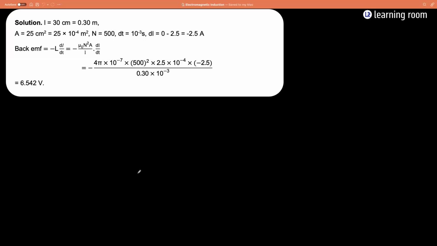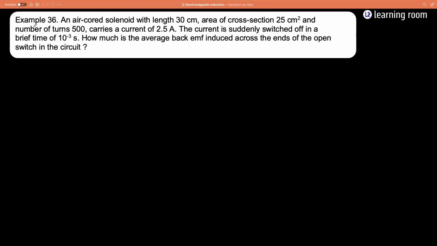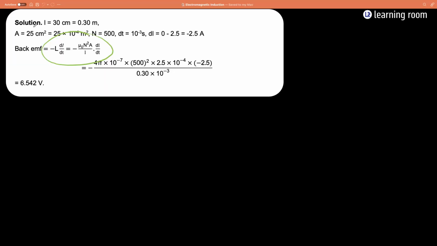Did everyone understand this? Sir, the denominator L is there, right? Why did they take it as 0.3 × 10^-2? It's 30 centimeter. Where is it? 30 centimeter is 30 × 10^-2. And what is the length?